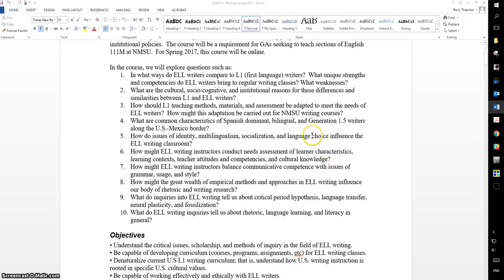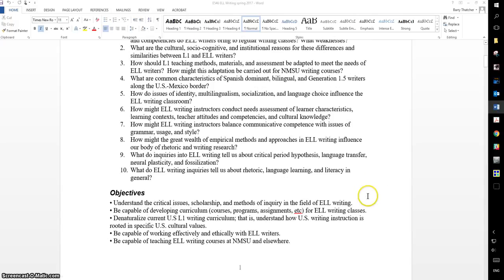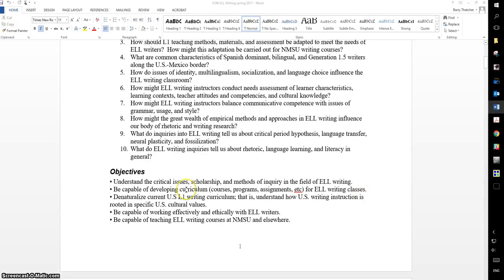I won't go through this list of questions, and I'm going to ask you to contemplate this list really carefully because these are the questions that we will explore throughout this semester. Going to the objectives, I want you to understand the critical issues, scholarship, and methods of inquiry in the field of English language writing, and this is really an introduction.